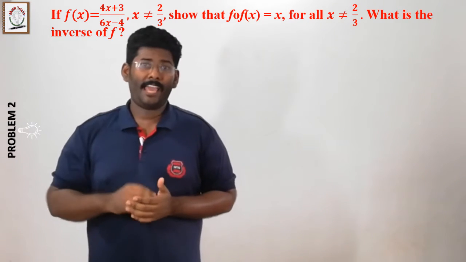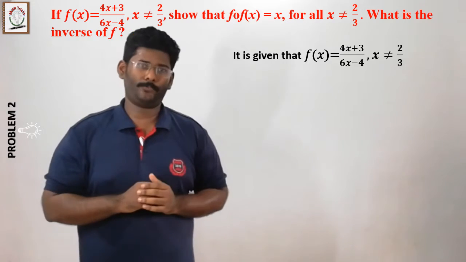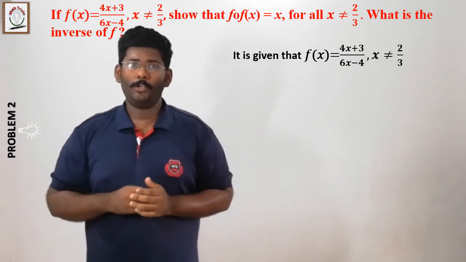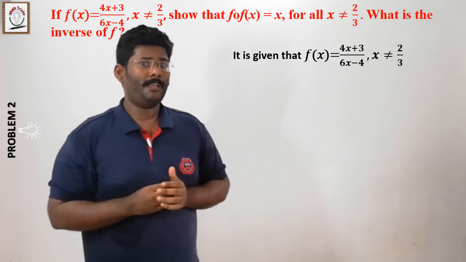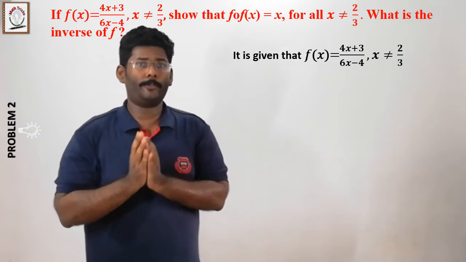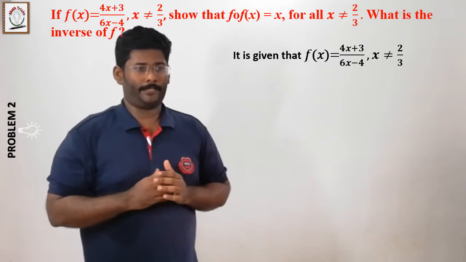We have given that f of x is equal to (4x plus 3) by (6x minus 4) and x not equal to 2 by 3. If x is equal to 2 by 3, the denominator becomes 0 and the function cannot be defined. So x is not equal to 2 by 3.